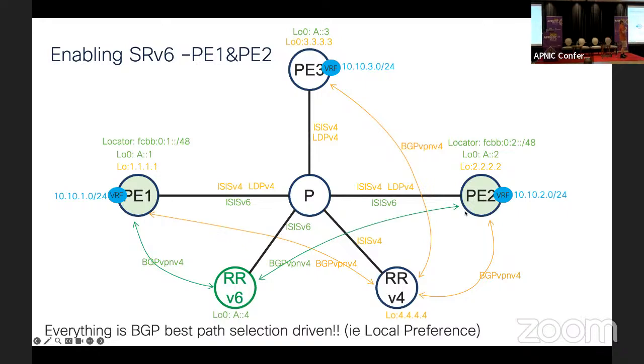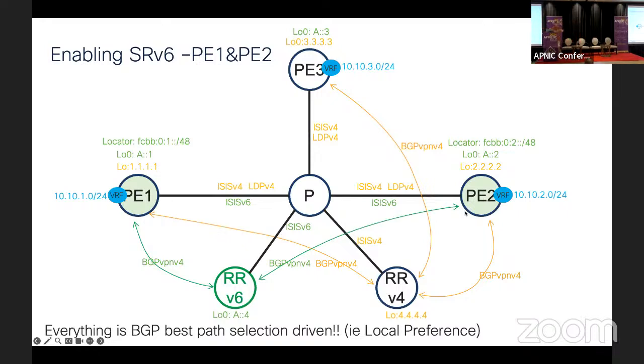So, because I want to do the smallest step possible, I will just change the local preference of one single prefix in one single VRF to 150 on PE1. So from that moment, he will start advertising over the V6 route reflector. He will start advertising the same prefix with a better local preference. So PE2 will receive that prefix and will reprogram the FIB.